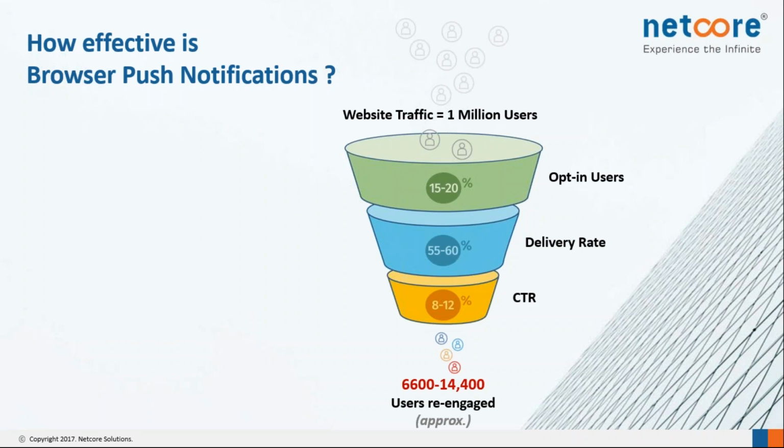So if there are 1 million users coming on the website, around 15 to 20% of them opt in on the website itself by clicking on allow. Around 55 to 60% users get the browser push notifications whenever sent from the platform, and around 8 to 12% users end up clicking on those browser push notifications. So that gives us around 6,500 to around 14,500 users who actually get re-engaged with browser push notifications. Okay.